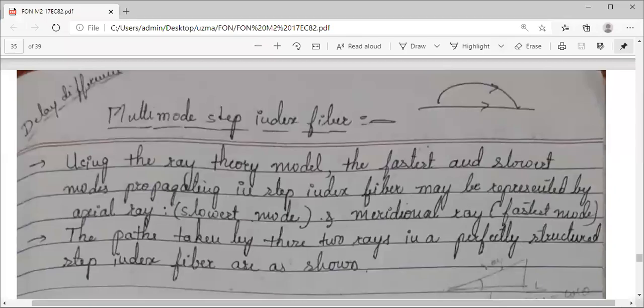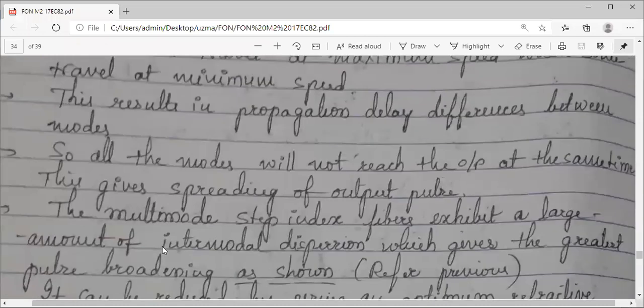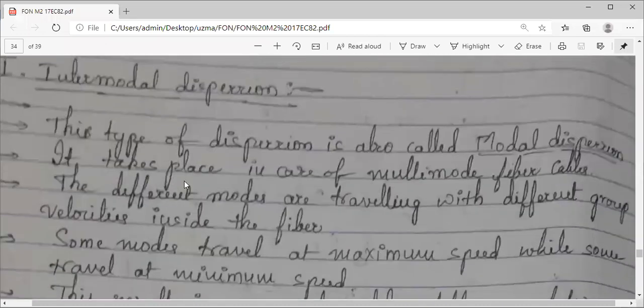In the previous session, we have seen the classification of dispersion. We have seen the waveguide dispersion. We have completed that, and we have seen some of the highlights of intermodal dispersion. As I have told you already, for intermodal dispersion, some key points I have listed here.